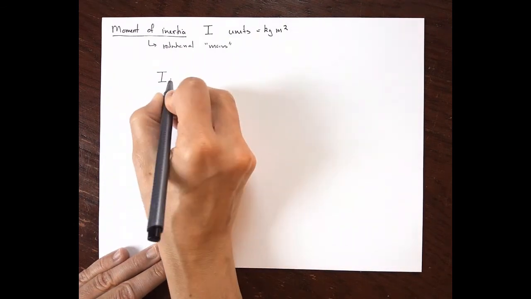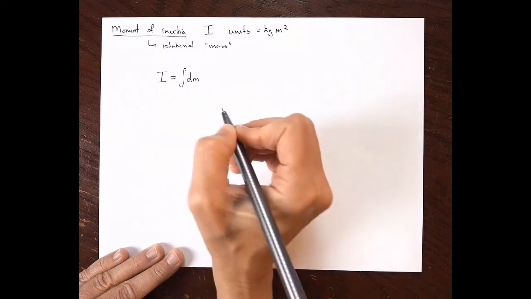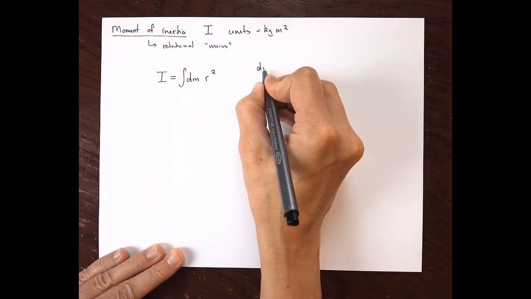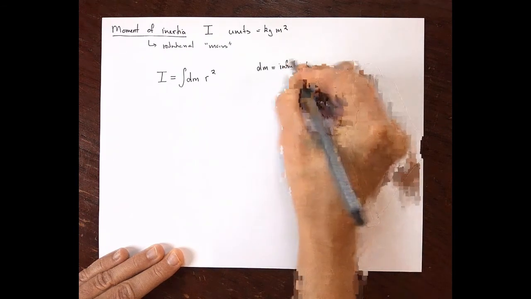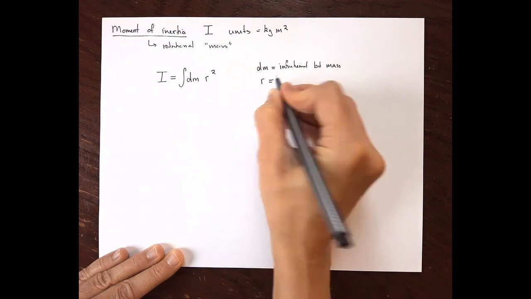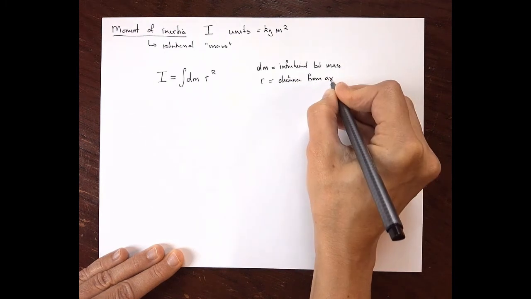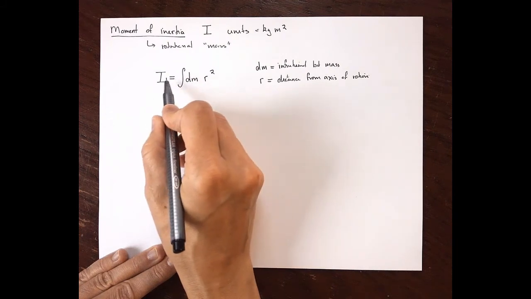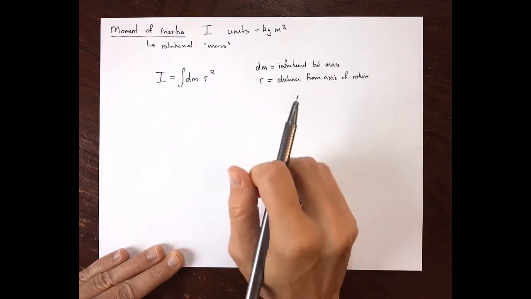And the equation that we use to find the moment of inertia is the integral of dm, which is an infinitesimally small bit of mass, times r squared. So let's just define these. dm is an infinitesimal bit of mass, a very tiny, on the calculus scale, bit of mass, and r is a distance, and it is the distance from the axis of rotation, which is the line that the object is sort of rotating around. We'll talk a little bit more about that later.